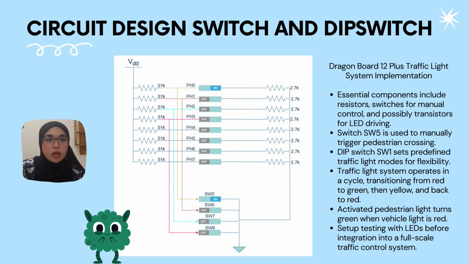The diagram outlines the wiring and the pin connections for a traffic light system on the Dragon Board 12 Plus, including the resistors, switches, and the swap, possibly a transistor for LED driving. Switch SW5 triggers the pedestrian crossing, while DIP switch SW1 sets the predefined traffic light modes. The system operates in a cycle, transitioning from red to green, yellow and back to red for smooth traffic flow. Programming the Dragon Board 12 Plus using a microcontroller script and testing the setup with LEDs are the next steps.